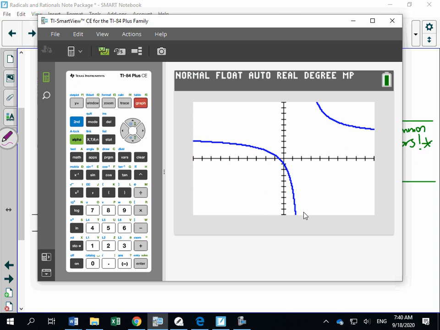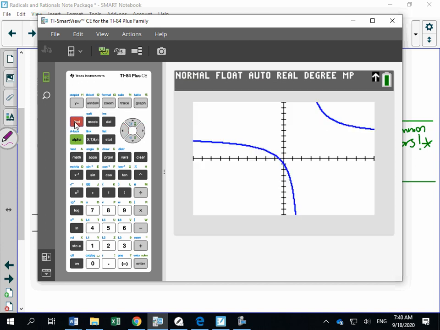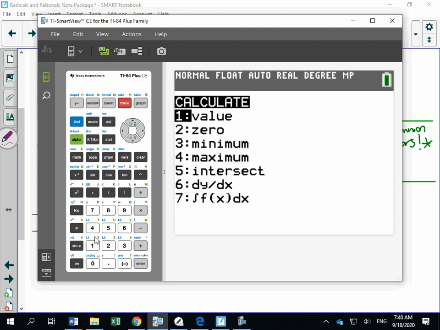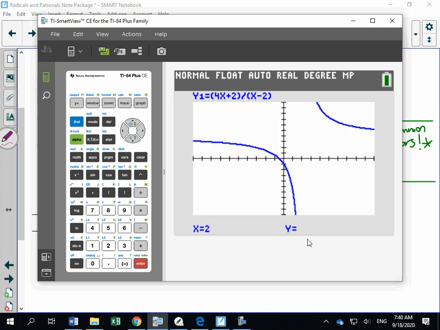So a couple things I want to show you. If you go to your table, second function table, and we go to 2, look at what we see. We will see an error. And that's going to tell us in this case that there's a vertical asymptote at 2. The other thing that you could do from your graph is if I go to second function calculate and I calculate a value and I type in x is equal to 2, it is undefined. There's no y value at 2 because there's an invisible line.